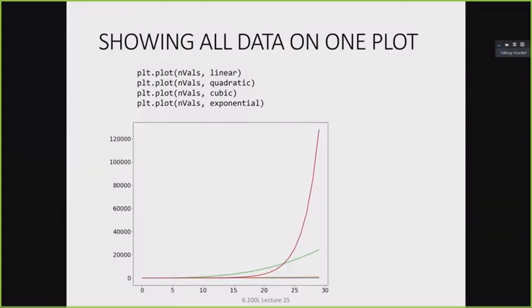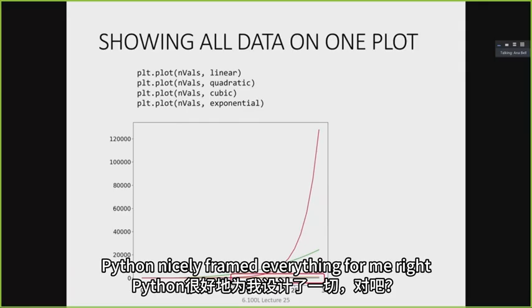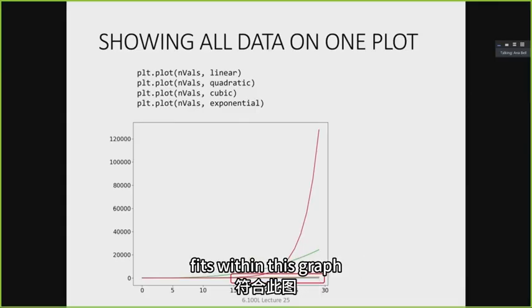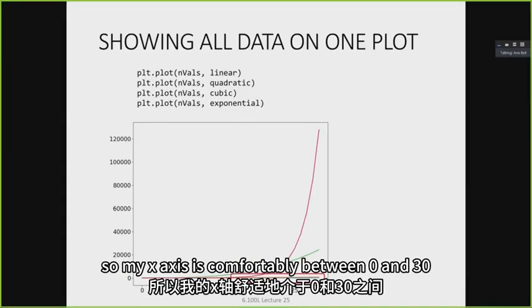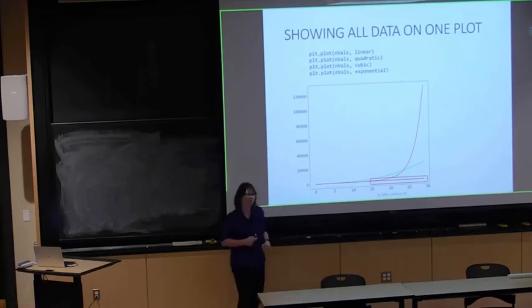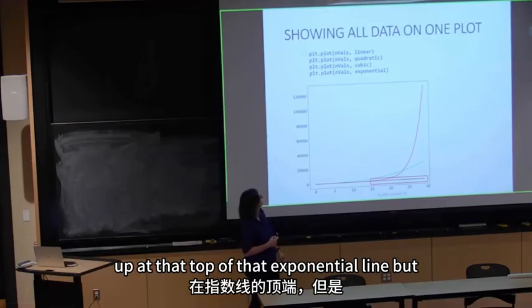Okay. So again, what do we notice? Well, Python nicely framed everything for me, right? To make sure that every line that I have fits within this graph. So my x-axis is comfortably between 0 and 30. My y-axis is also comfortably between 0 and 120,000. So there's a little bit of gap up at the top of that exponential line.